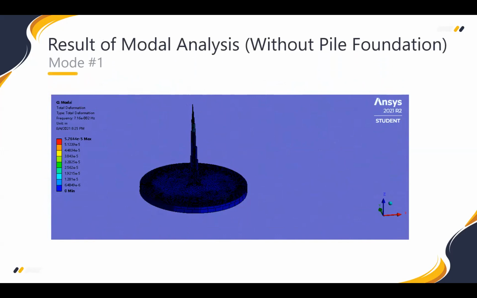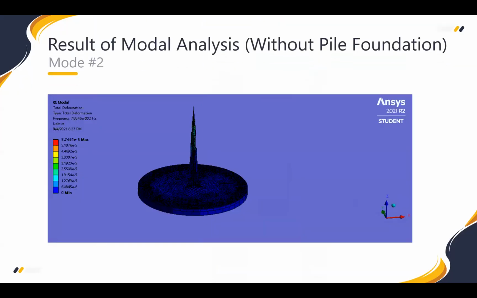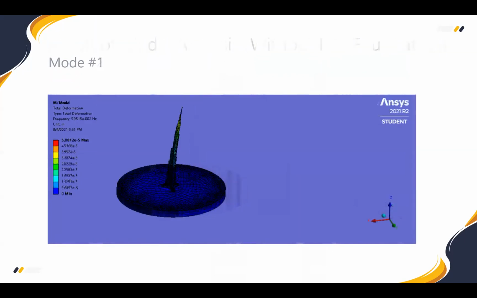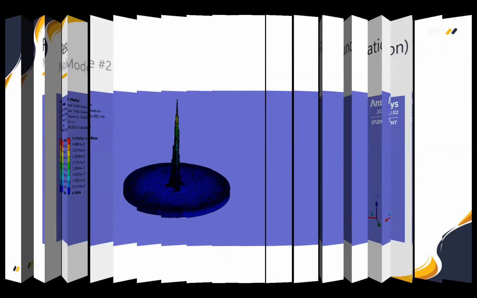Here is the result of our modal analysis for the structure that does not contain a pile foundation system, and as you can see, the deflected shapes for mode number 1 and mode number 2. And here is another modal analysis result for the structure with a pile foundation system, mode number 1 and mode number 2.